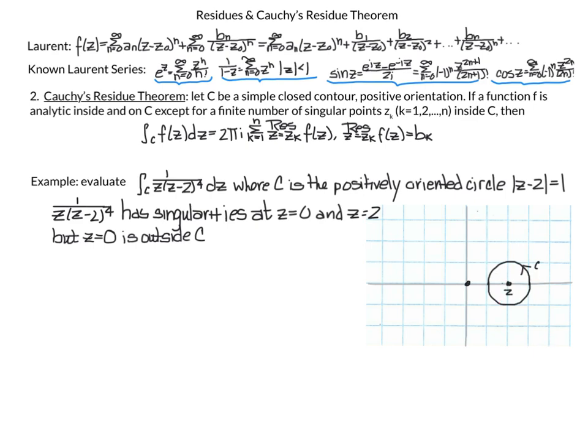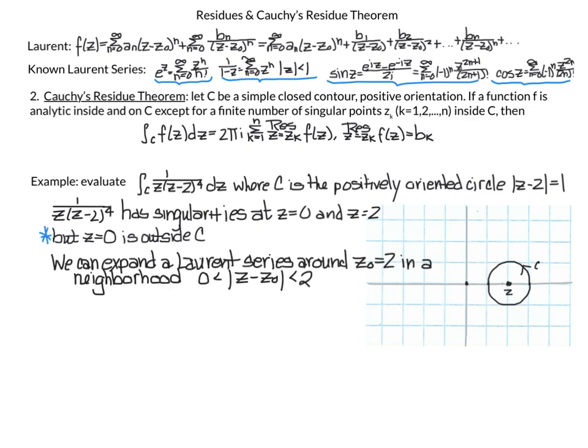So when you read the Cauchy Residue Theorem, let C be a simple closed contour, positive orientation. If f is analytic inside and on C except for a finite number of singular points inside C. So we're looking at singular points inside C. So actually we don't really care about this z equals 0 when we plug it into this residue formula. So this here is the first important point of this example.